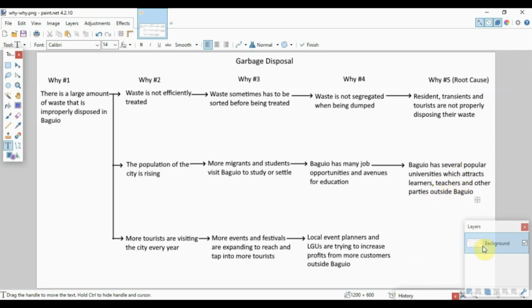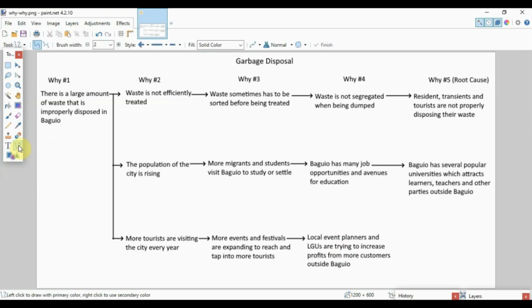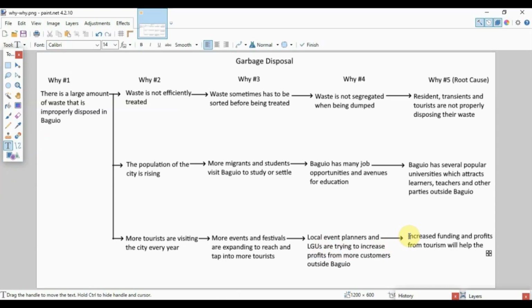Now, let's go to our third root cause. So, local event planners and LGUs are trying to increase their profits. Why? Why are they trying to increase their profits? What could be the use for that? What is the reason why? Well, it could be that the increased funding and profits from tourism will help the locals and LGUs with private and government projects. There we go.